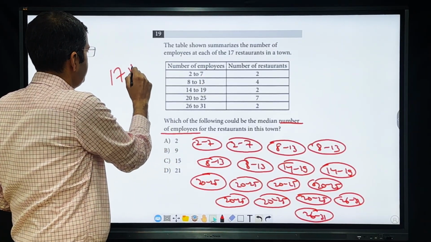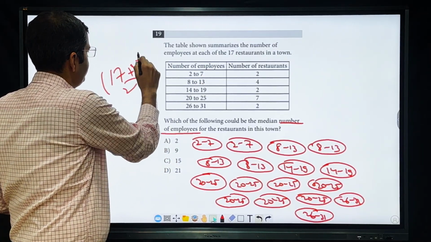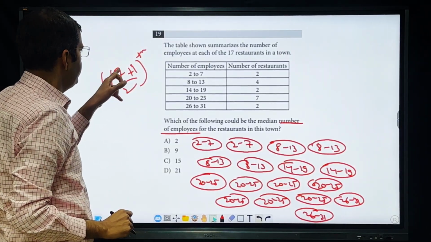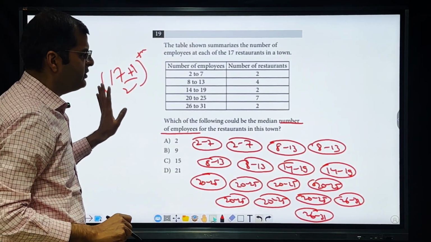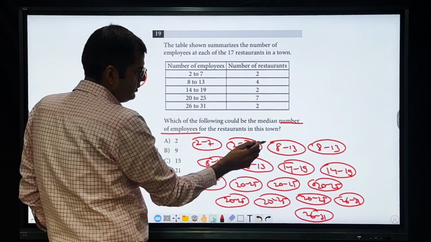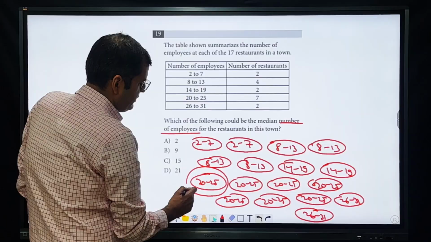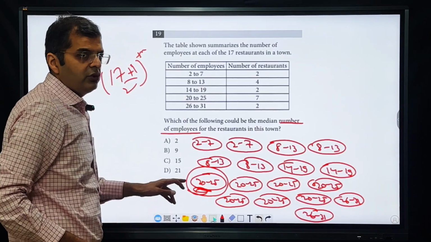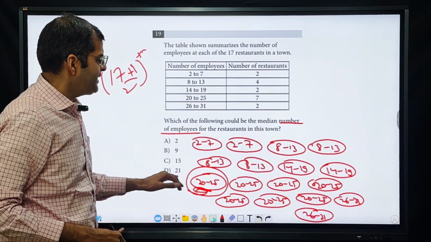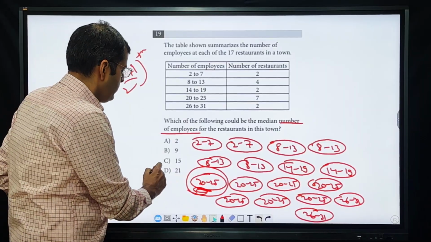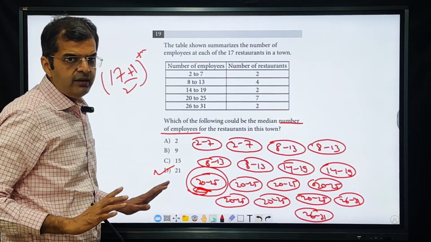So what is the median? Median is the (17 plus 1) divided by 2th term, if it is odd. So 18 by 2 is the 9th term. What is the 9th term here? One, two, three, four, five, six, seven, eight, nine. This is the 9th term, 20 to 25. So the median number of employees has to be between 20 to 25. So answer option D, 21, is correct.